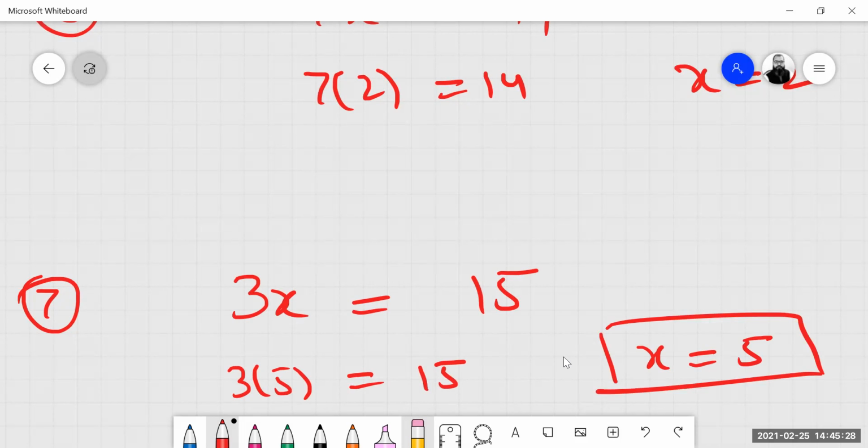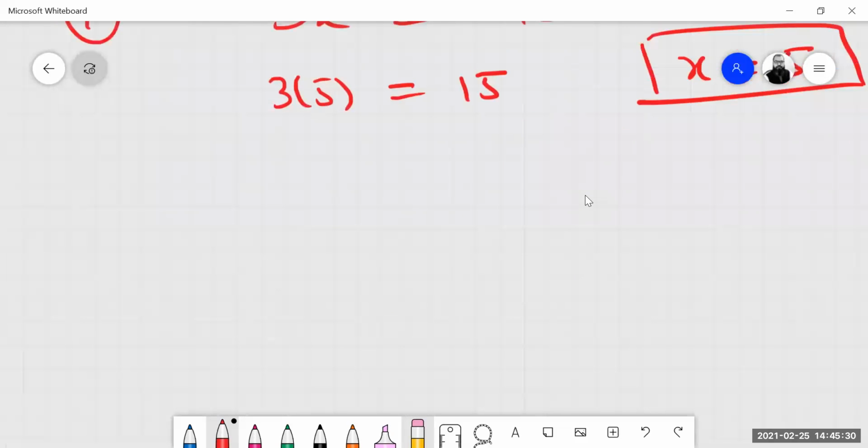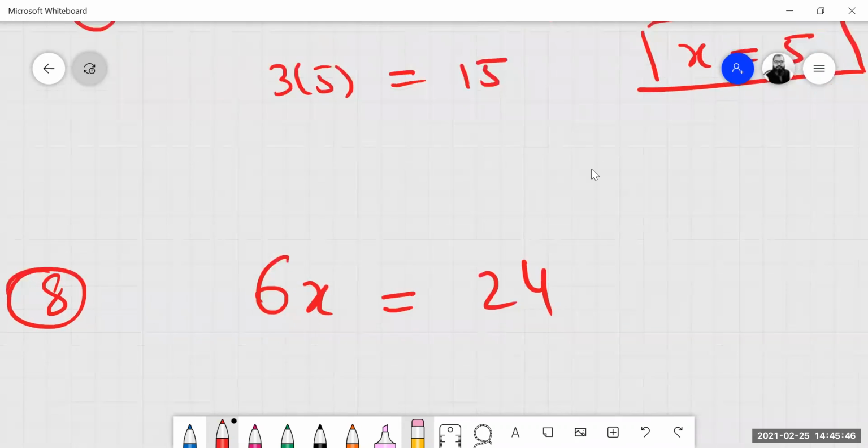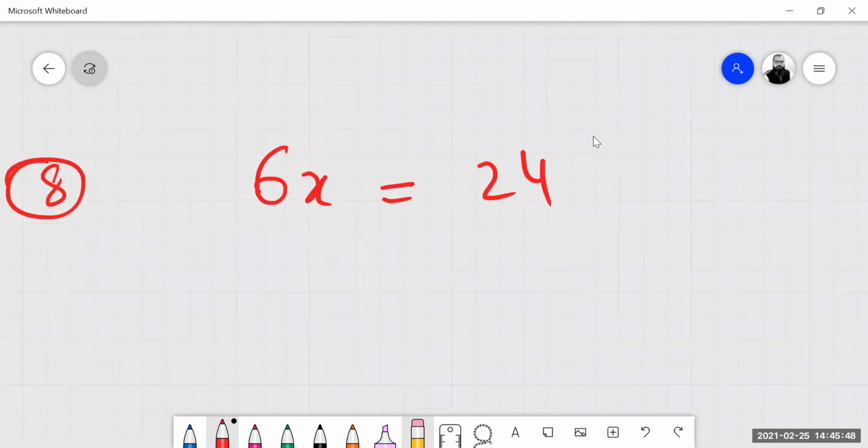Okay, question number 8. Six items, an unknown number, gives 24. 6 times an unknown number means 6x equals 24. 4. Multiply 4.